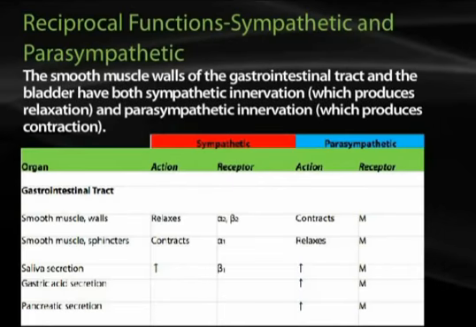The smooth muscle walls of the GI tract and bladder also both have sympathetic innervation, which produces relaxation, and parasympathetic innervation, which produces contraction. So, for example, smooth muscle walls are relaxed via alpha-2 and beta-2 stimulation and contracted via muscarinic stimulation. The sphincters are contracted via alpha-1 stimulation and relaxed via muscarinic stimulation.